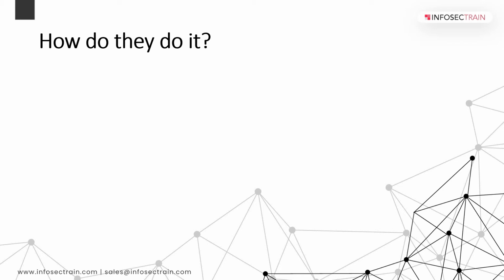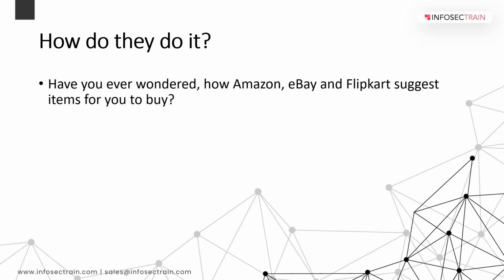We have so many big e-commerce giants like Amazon, eBay, and Flipkart. Have you ever wondered how they suggest items for you to buy? They have their recommendation systems. They suggest items by using your previous buying history, and on the basis of that they suggest items for you to buy. This happens because of data science.